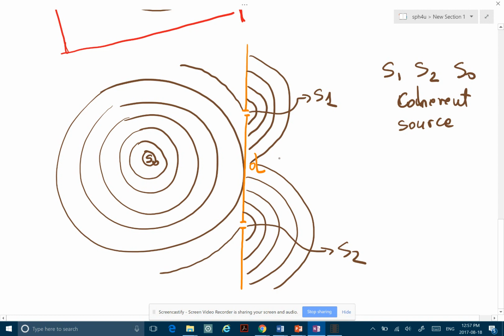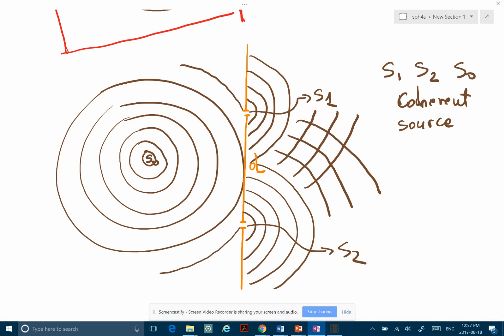So what's going to happen to these waves as they continue to propagate? They will eventually interfere with each other. So we should be able to see some sort of an interference pattern. All right, let's look into that interference pattern. So we're okay so far.